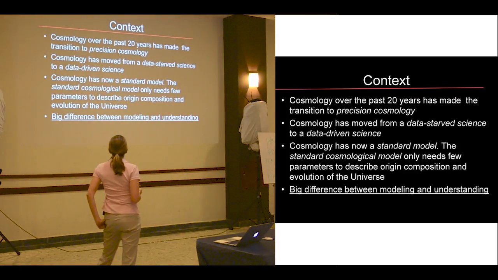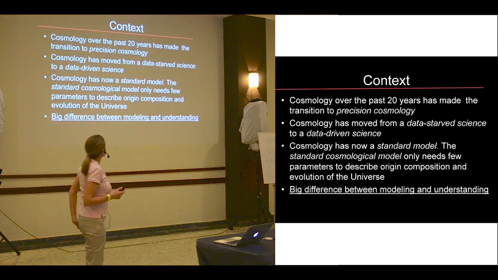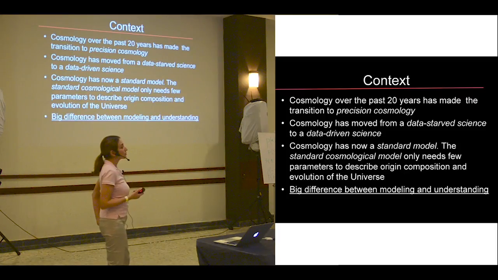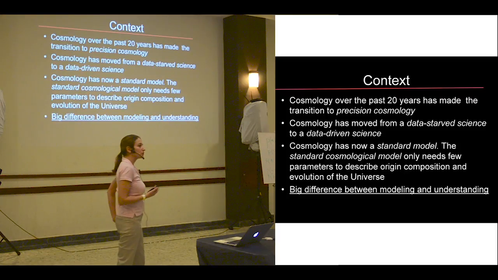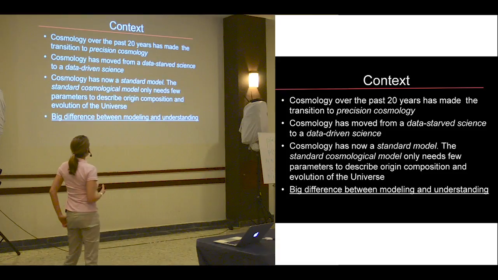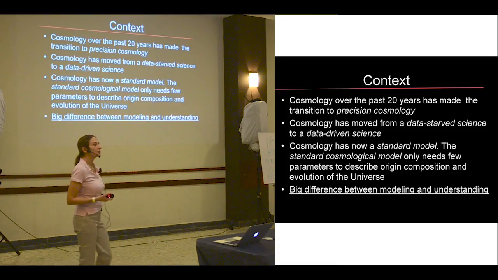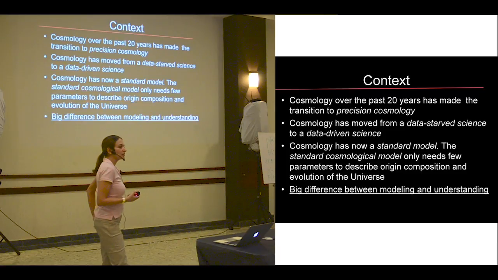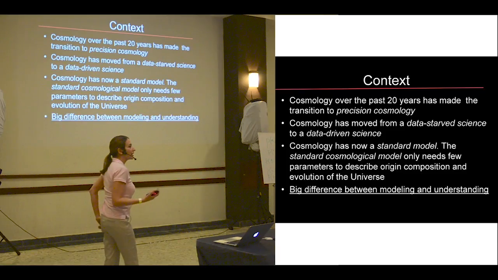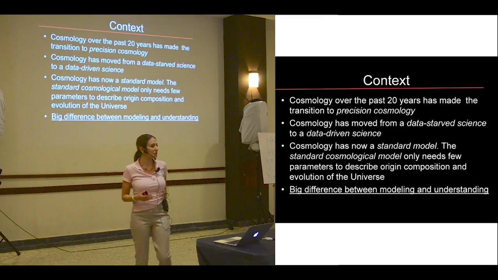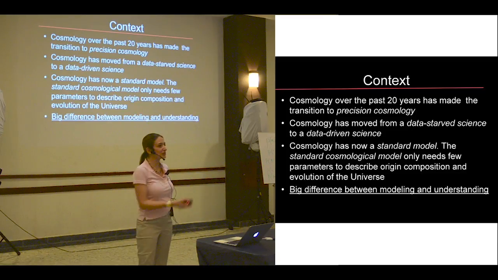Things into context. Cosmology, over the past 20 years, has made the transition to what is called precision cosmology, because many of the parameters are known with exquisite precision. It has also moved from a data-starved science to what is called a data-driven science. From where you could do a galaxy correlation function with a few hundred galaxies, to the point that you're doing millions.